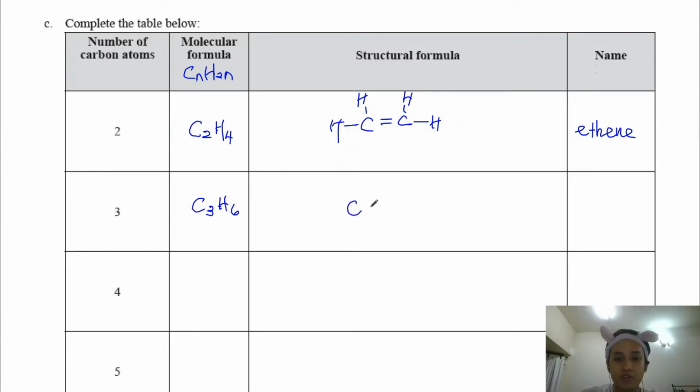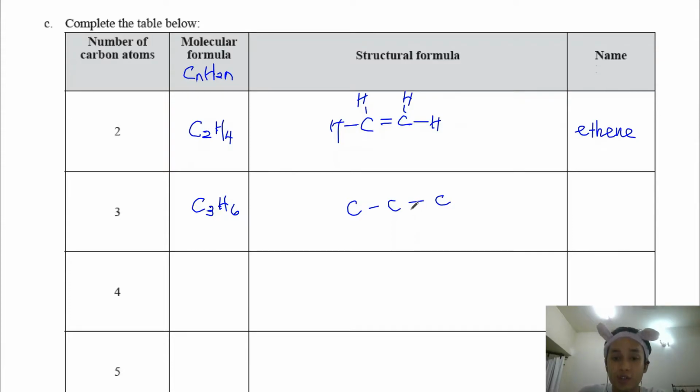Okay, you always draw the carbon chains first. Now in this case, the double bond, I can put it in either one. I can put the double bond here, no problem, or I can also put the double bond here. Okay, it's the same thing.